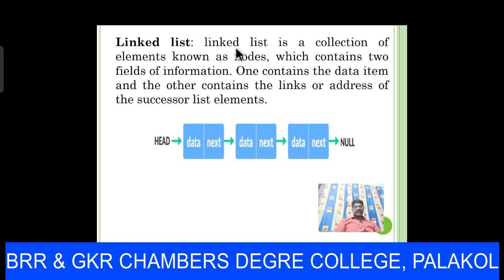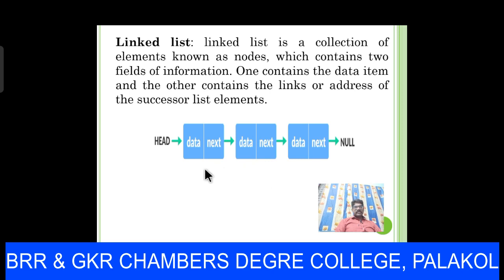The first node address is stored in head section. So linked list is a collection of elements known as nodes. Each node contains two fields of information. One contains the data item, and the other contains the link or address of the successor list element. So this next part contains the next node address.